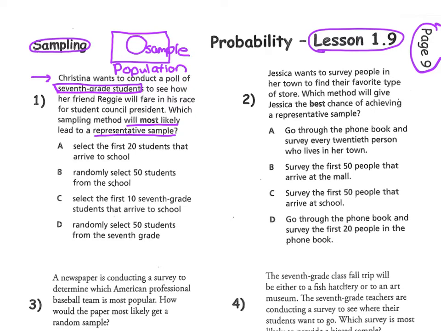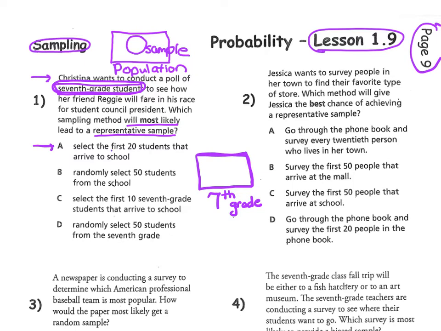Now, before we jump into the choices, remember we have a population that we are studying. In this case, it's the 7th grade students. It's not the entire building. Her population is just the 7th grade. So let's see which would be the best random sample for the 7th grade.